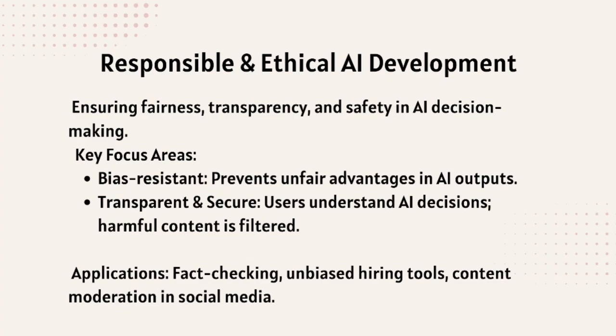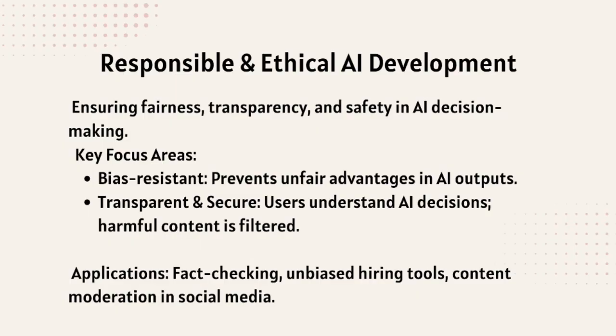So now let's look at the next key objective, which is responsible and ethical AI development. AI has the potential to influence millions of users, so ensuring fairness, accuracy, and ethical AI usage is a critical goal for Google Gemini. It is designed to be bias resistant. This means AI should not unfairly favor certain demographics. Next is transparent. Users should know how AI makes a decision. The last one is safe and secure. It prevents harmful content generation. For example, misinformation or offensive text is prevented from being generated. So these are the key focus areas.